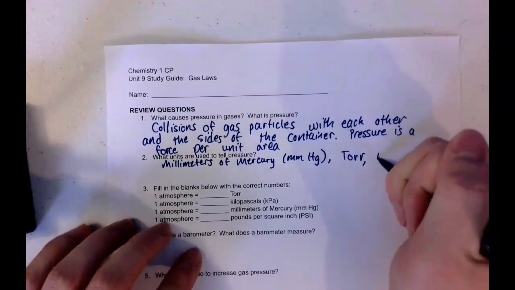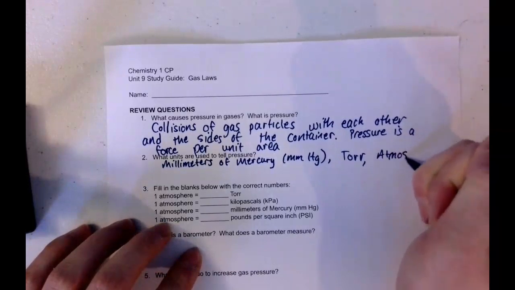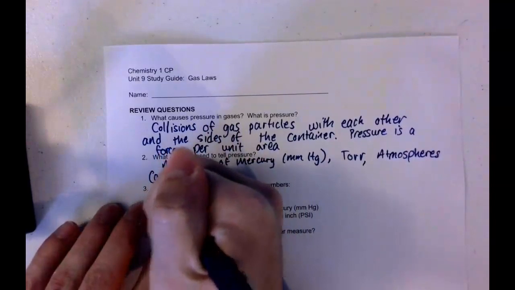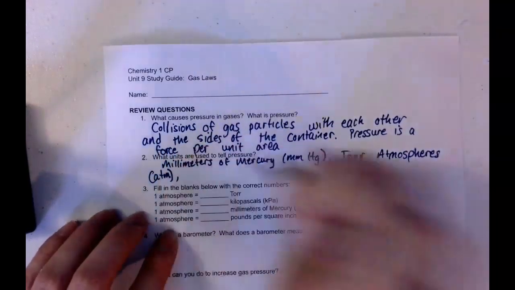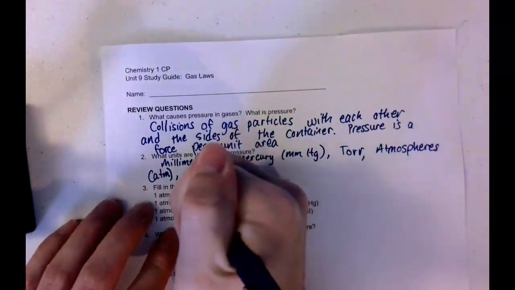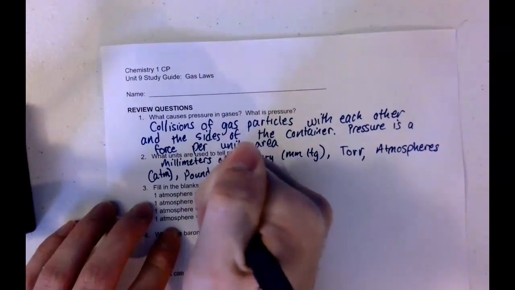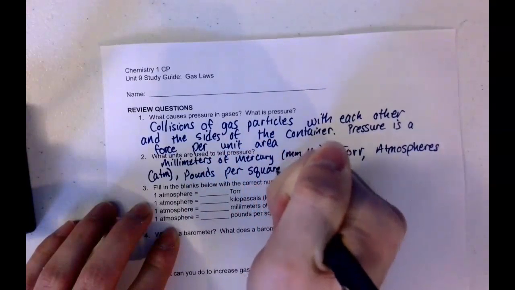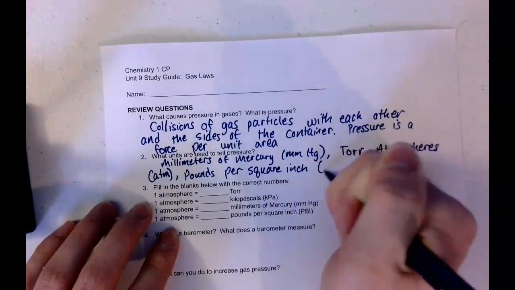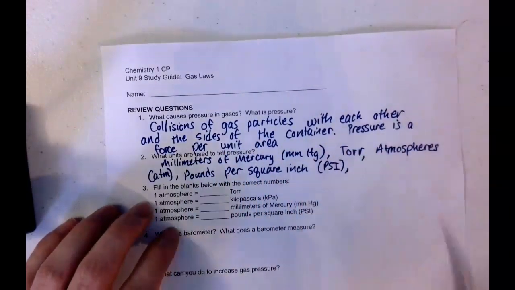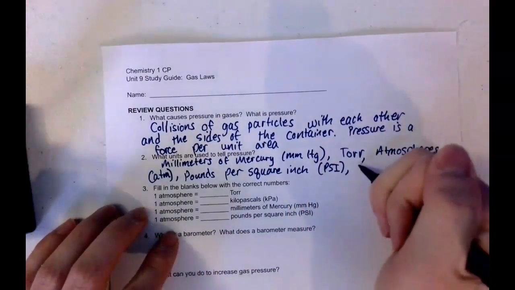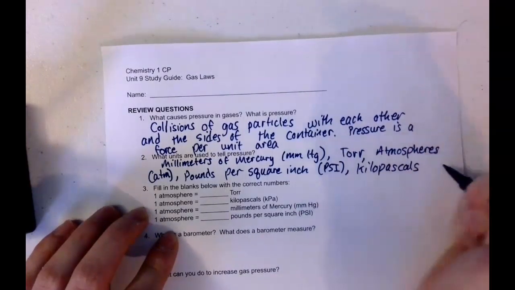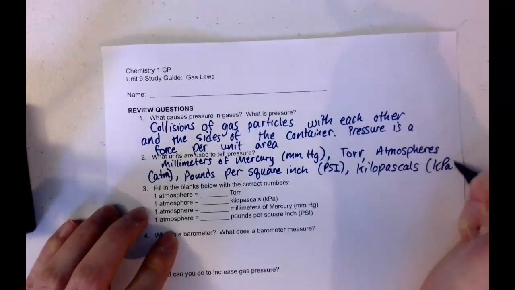The next one is my favorite one, which is atmospheres, and that one is abbreviated ATM. After atmospheres, we've got one that is common in your tires, pounds per square inch. That's abbreviated PSI. And then finally, we've got this last one. It's called kilopascals, and the abbreviation for that one is kPa.